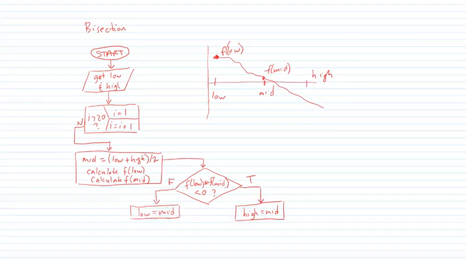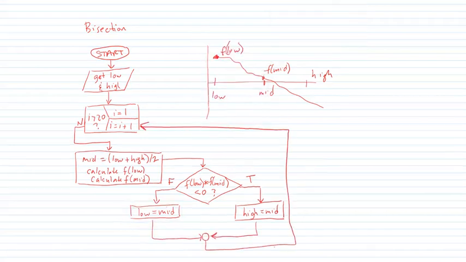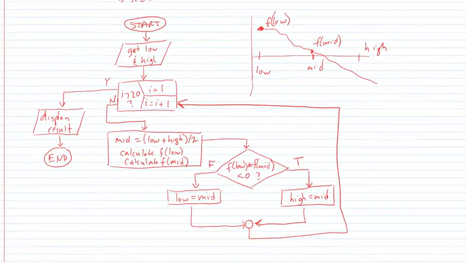Otherwise, if this product is not negative, then that means the left half does not contain the solution and the upper half contains the solution. And in that case, the new low is the old mid. And then we wrap back around and we do another round of iteration. And finally, after performing 20 iterations in this case, we're going to display the result and we're going to end. So let's go ahead and do this in VBA.